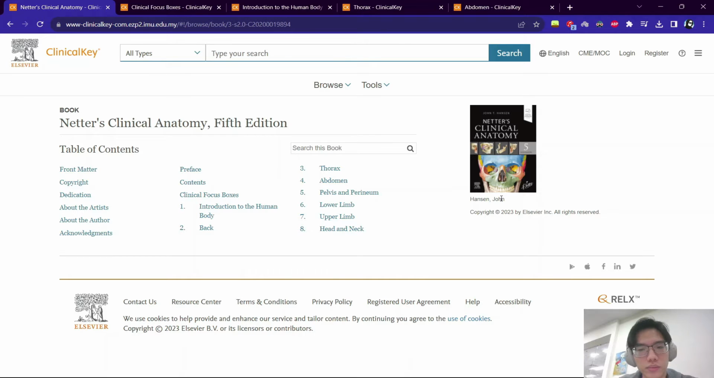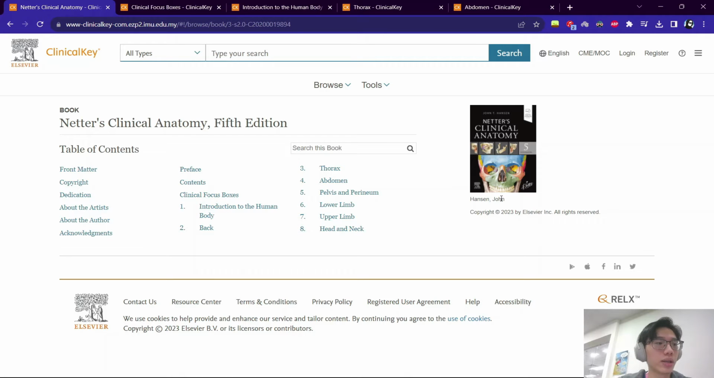So the two most popular anatomy textbooks used by IMU students would be Moore and Netter's. So Moore would be more of the clinical aspects, while Netter's would be more of the pictures and labeling. So this book would be helpful for IMU students looking to sit for their OSPE part in medical school, which would be the anatomy part of our program.